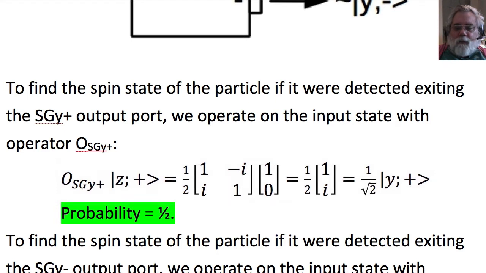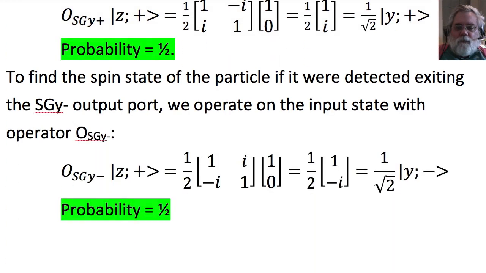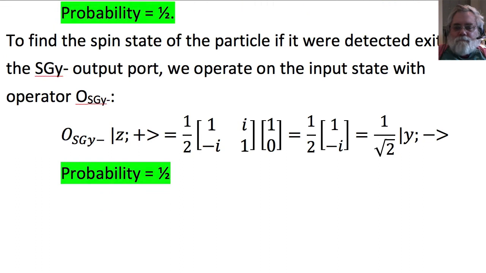Calculate the probability. The probability is 1/2. Do the same thing for y minus. Probability 1/2. So this is what we might reasonably expect the result to be. Same probability result as using the SGX machine. Here we use the SGY machine. Isn't spin 1/2 an interesting, odd system?